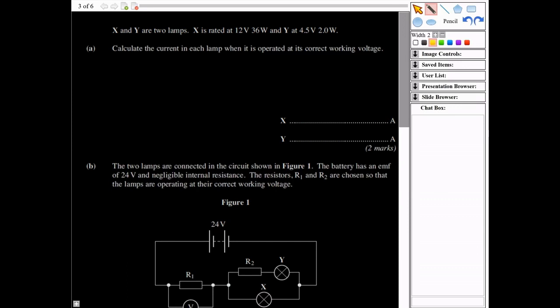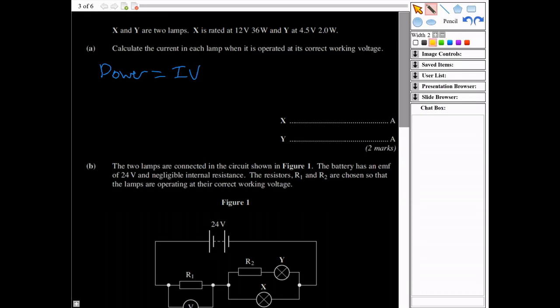Okay, so this time we're going to do a slightly more involved question. So it says X and Y are two lamps. X is rated at 12 volts, 36 watts, and Y is 4.5 volts, 20 watts. Calculate the current in each lamp when it's operated at its correct working voltage. Okay, so to do this, we need to know that power is equal to I times V, the current multiplied by the voltage.